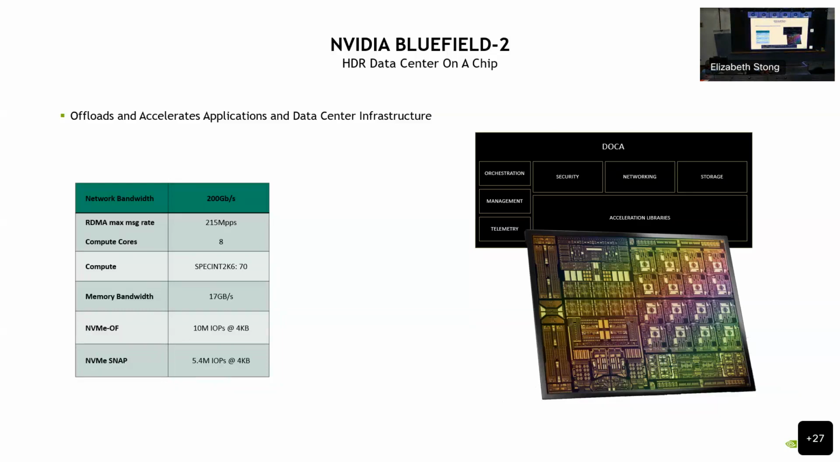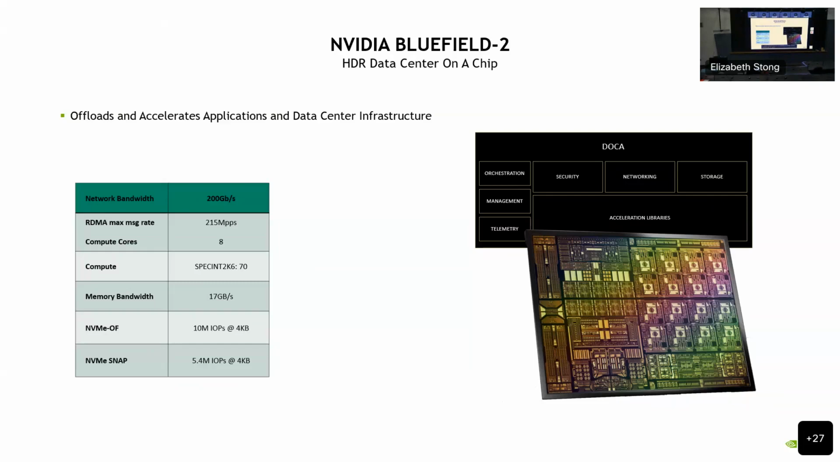So the BlueField-2 DPU. The BlueField-2 DPU is a system on a chip. BlueField-2 uses the HDR, or the 200 gigabit per second technology, and it's targeted at offloading and accelerating various aspects of application, storage, and various requirements for the data center.